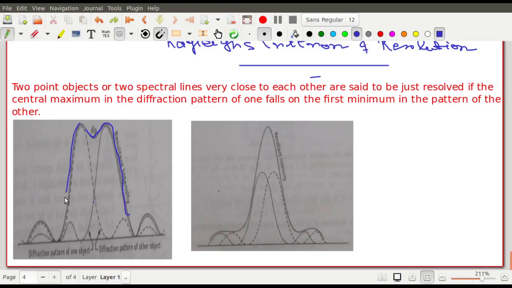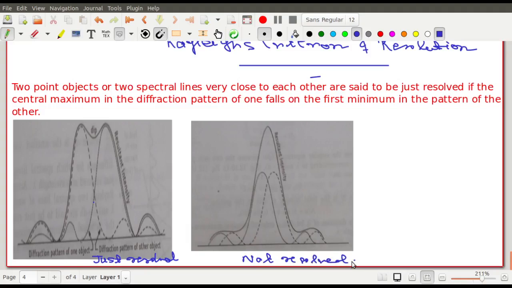Okay, so that is how the system moves on and what is actually happening. So this one I call just resolved. This is just resolved following the Rayleigh's criteria. This is just resolved, this is not resolved, this is not resolved.